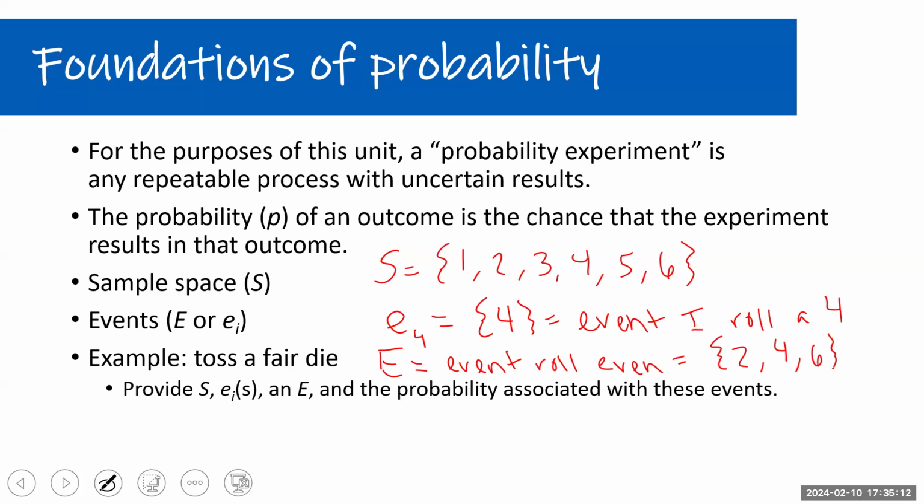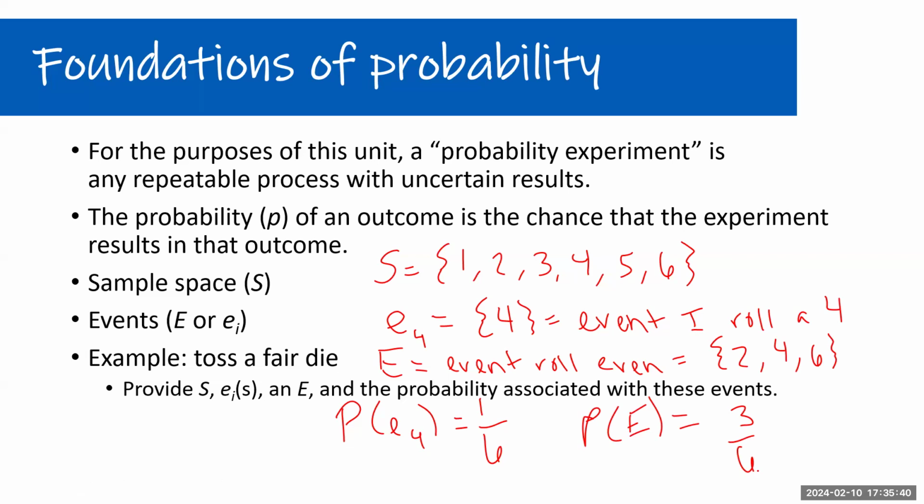You guys can even jump forward to probability if you think about it. What is going to be the probability that E4 occurs? Well, how many ways can I roll a 4? If I toss a fair die, there's one way to get a 4 out of the 6 total ways. What about the probability that I roll an even? Well, 2, 4, 6 are 3 different ways out of 6 possibilities, which is going to be 0.5.